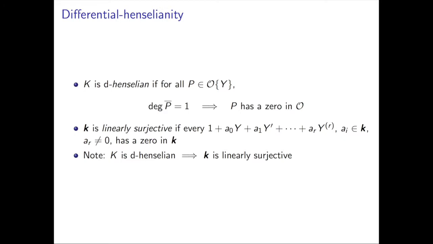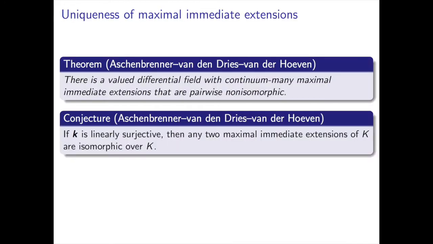So this is why I write it like this, actually. Oh, really? How does it imply that? Because in the Henselian case, you're not assuming that P bar has a solution, you're just saying it's degree 1. I see. And it implies that the residue field has a non-trivial derivation. Yeah, it has to have a solution. Everything has to have a solution. Right. And so they conjectured that that was essentially the problem: that if you start with a linearly surjective residue field, then you should get this uniqueness of maximal immediate extensions.